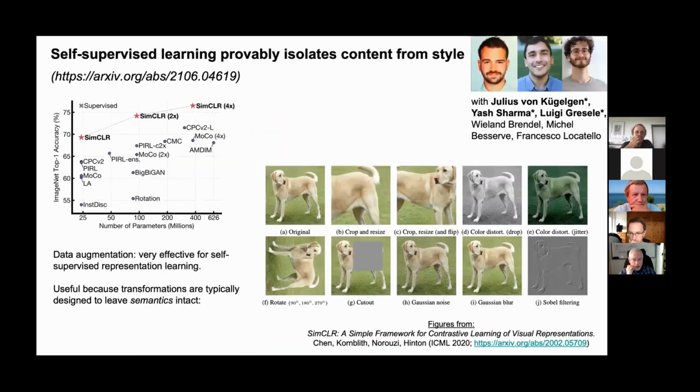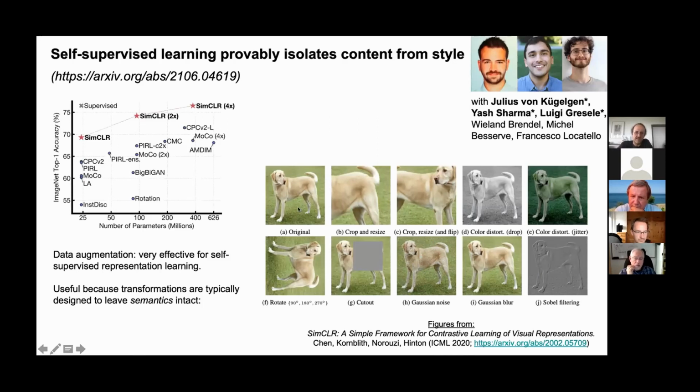And so we're trying to apply this idea of interventions also to explain other methods that have recently become popular. For instance, in the area of self-supervised learning, there's this SimCLR method, which tries to learn representations that are insensitive to certain so-called image augmentations.